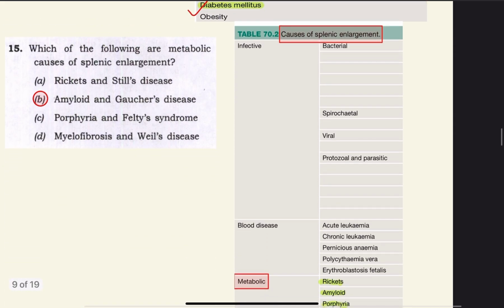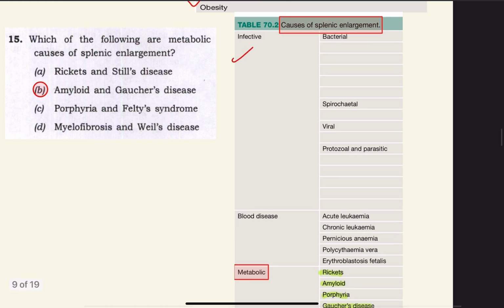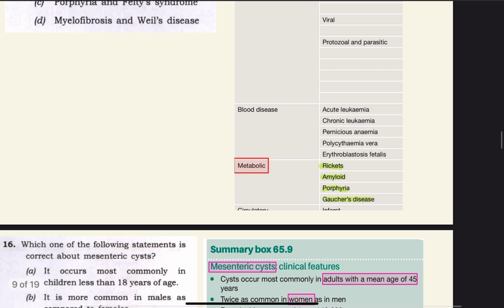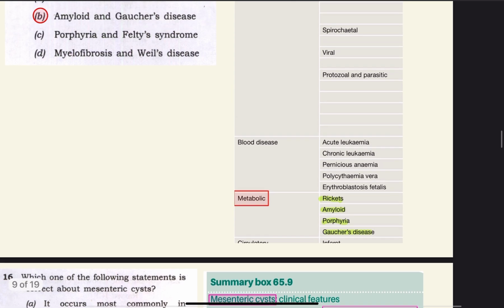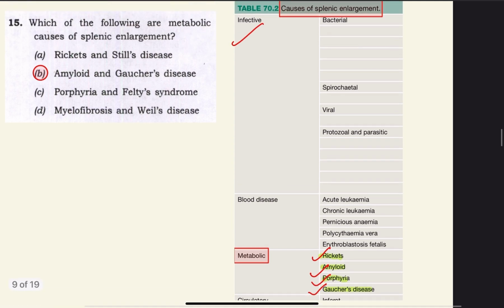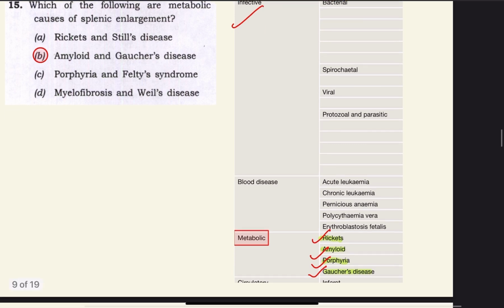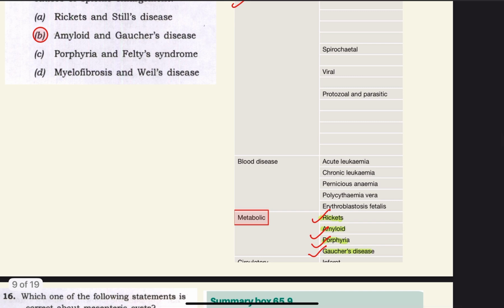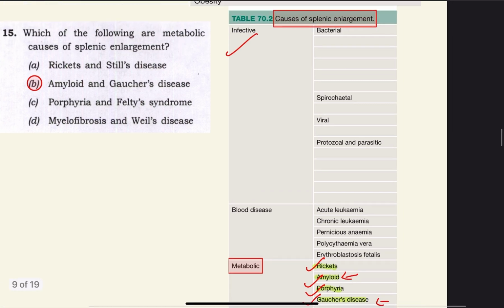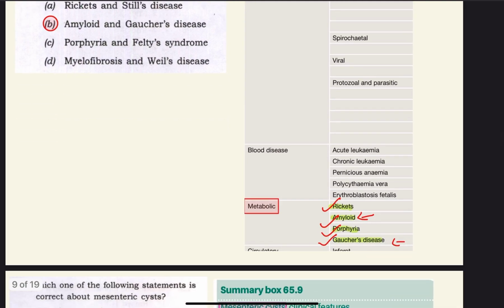Next, which of the following are metabolic causes of splenic enlargement? This is also taken from Bailey. Metabolic enlargement of spleen is seen in amyloid, porphyria and Gaucher. Rickets is given but it is not one of them. Then porphyria and Felty, no, Felty is not related to metabolic. So amyloid and Gaucher disease, they have taken these two options. So option B is the correct one.